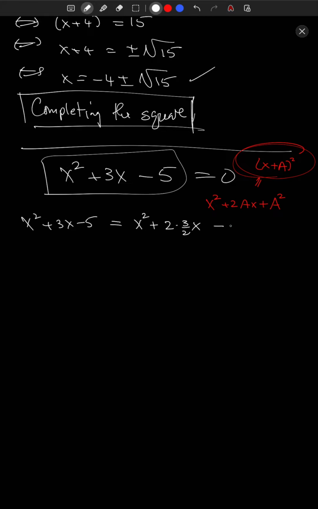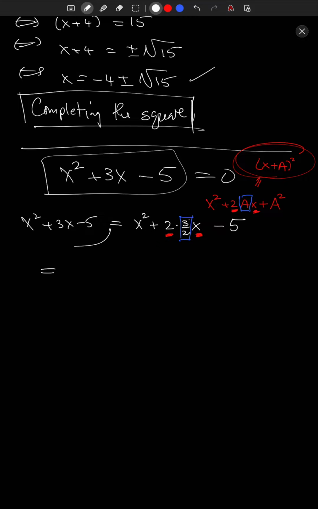Let me do the rest of this in the next step. So minus 5, all right? So the point of making this 2 here is that now I see this 2 is that 2, this x is that x, right? And so therefore, this a has to be that 3 over 2, okay? And so now I know that I need to see an a squared, right? So I need to see a 3 over 2 squared.